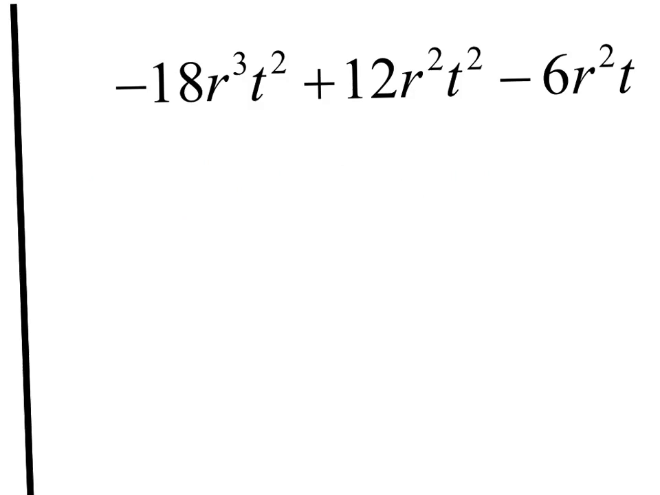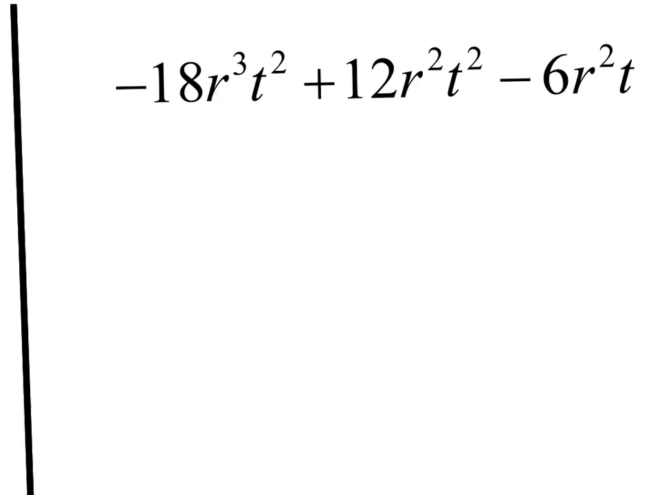Factor out the GCF right there. Okay, so again, you're going to look at all 3 terms. This term, this term, and this term. And you're going to think what's in common in each of the terms. And not only what's in common, you want to think what's the greatest value that's in common. In other words, 18 is divisible by 2, 12 is divisible by 2, 6 is divisible by 2. But you don't want to just stop there.